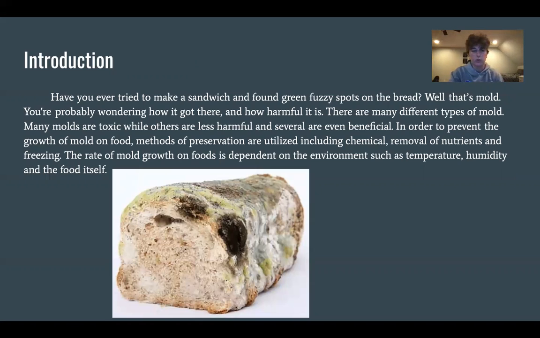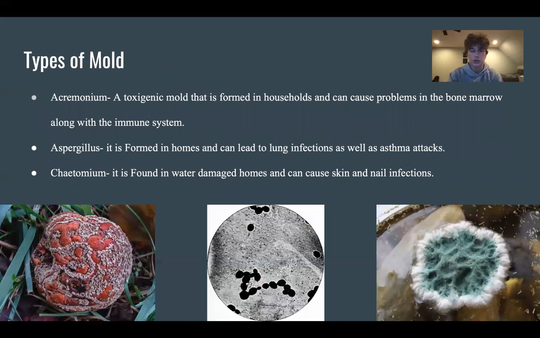In order to prevent mold growth on food, methods of preservation are utilized, including chemical, removal of nutrients, and freezing. The rate of mold growth on foods is dependent on the environment, such as temperature, humidity, and the food itself. Some different types of mold.